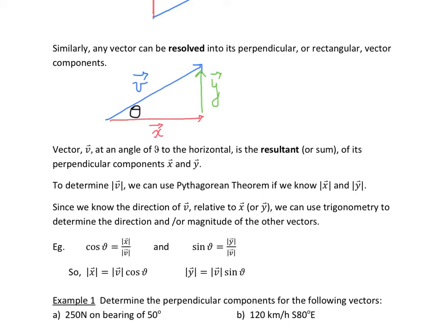So for example, looking in this right triangle, I know that cos theta is equal to the magnitude of x over the magnitude of v, so adjacent over hypotenuse, just to jog your memory. If you multiply by the magnitude of v on both sides, you come up with a formula for finding the magnitude of the horizontal component of your vector. Similarly, sine theta would be the magnitude of y over the magnitude of v, and multiplying by the magnitude of v on both sides gives you a formula for finding the vertical component of your vector.